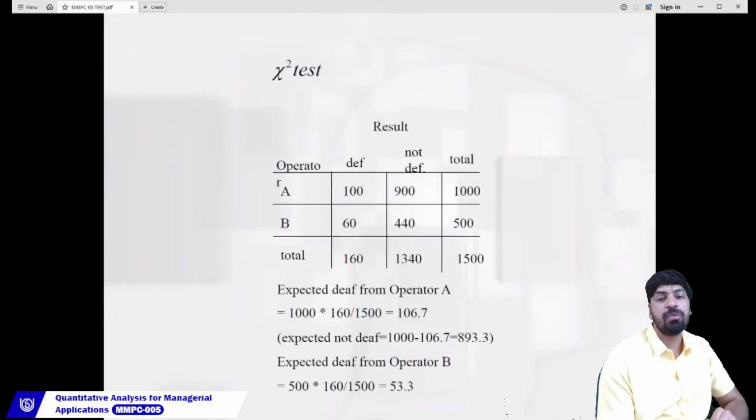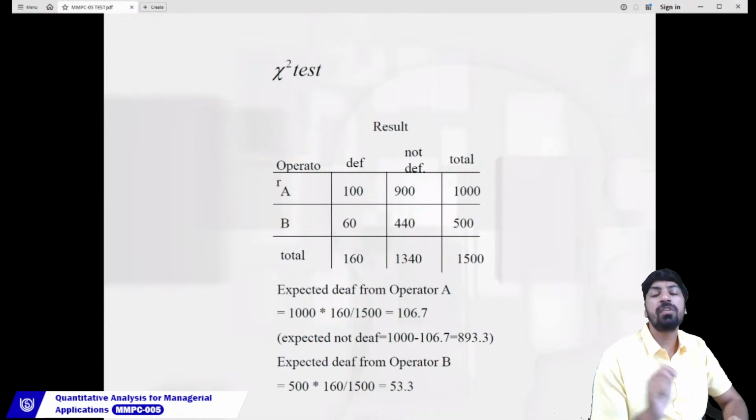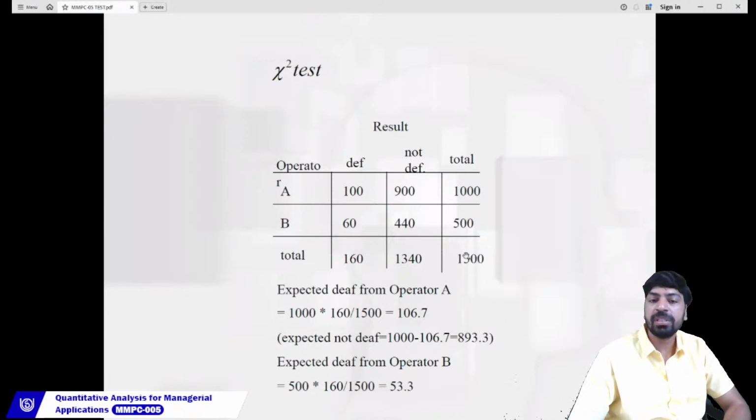Total of row: for operator A, the row total is 1000, multiplied by the total of column. What is the total of column for deafness? That is 160. So multiply 1000 by 160 and divide by the grand total, that is 1500. If you see, 1500 is the grand total. So you need to calculate the expected frequency for the observed 100.